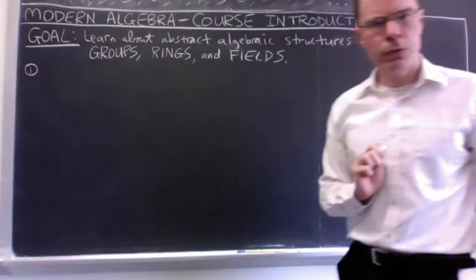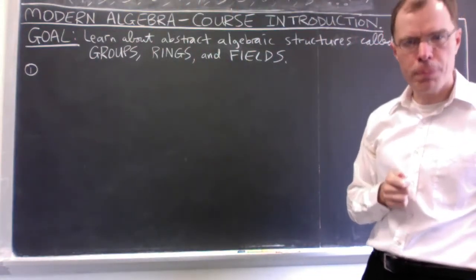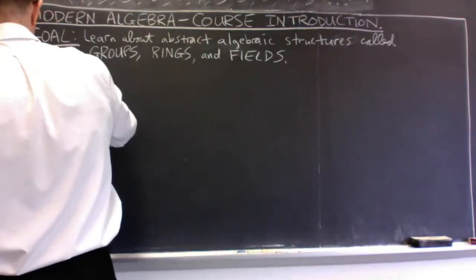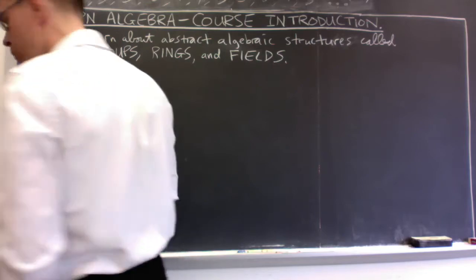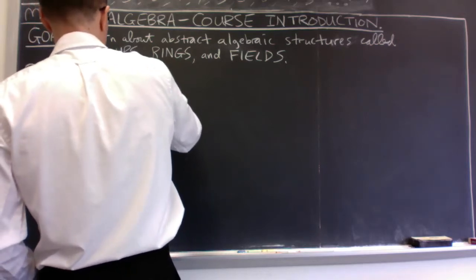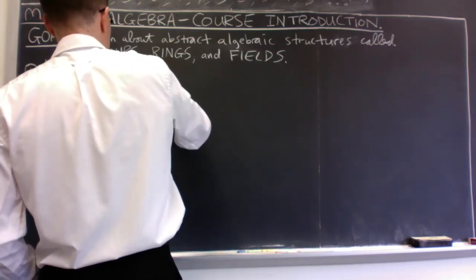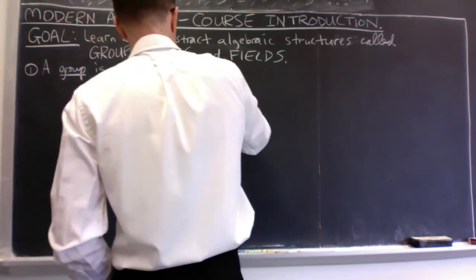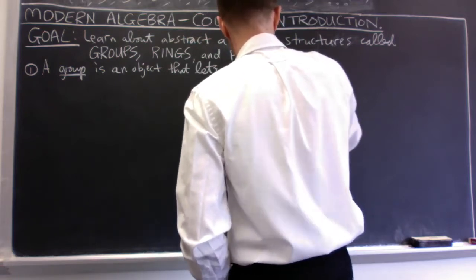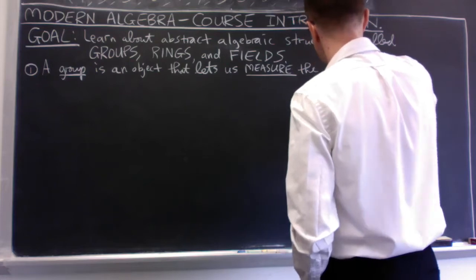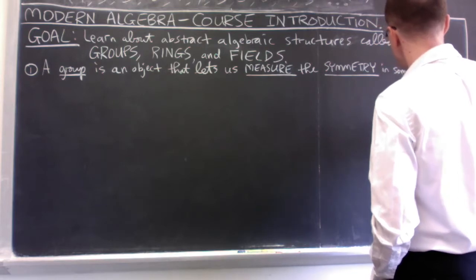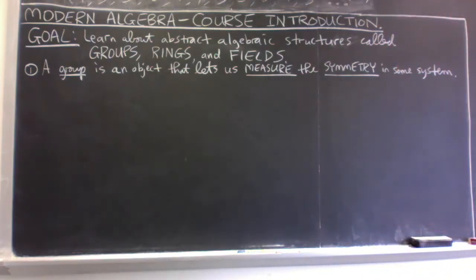So a group somehow is a mathematical construction that lets you measure the symmetry in a system in a rigorous, quantitative way. So it's some sort of an object, I won't define it yet. But one of the purposes of groups is to look at symmetry. And so what do I mean by symmetry?